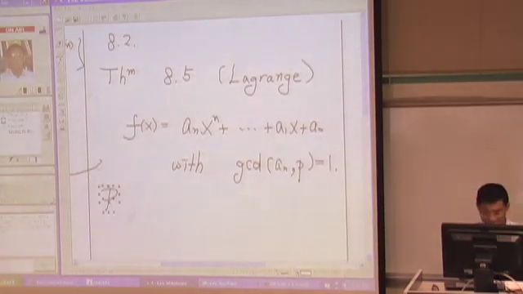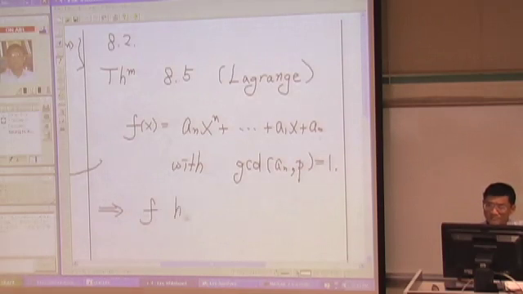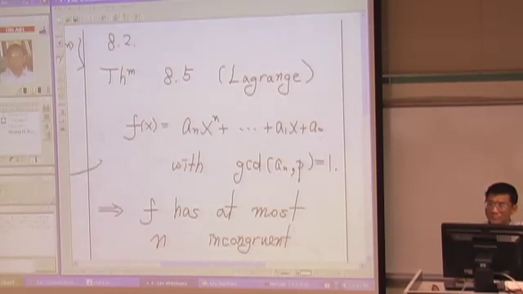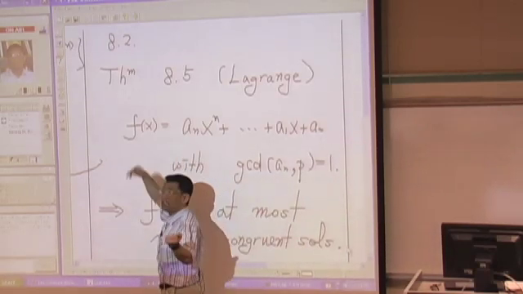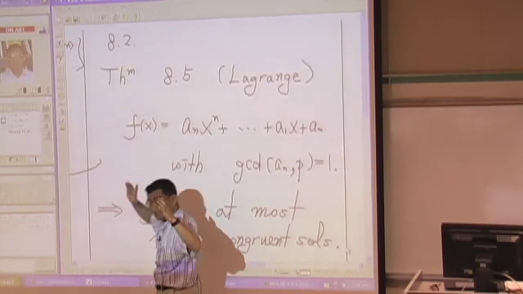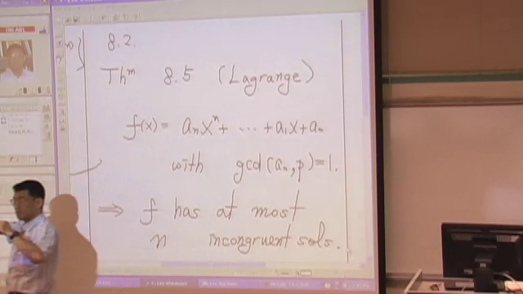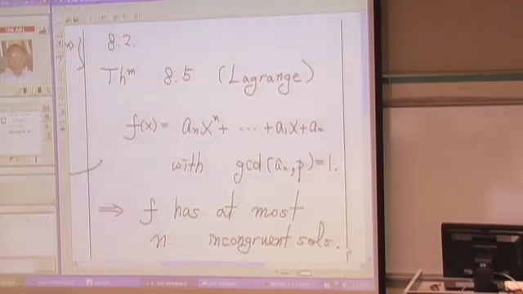I didn't even state the theorem yet. If this is the case, this equation f has at most n incongruent solutions. Assume that we find one solution, then we can find infinitely many congruent solutions. But we count only incongruent solutions. Then we can find at most n solutions.